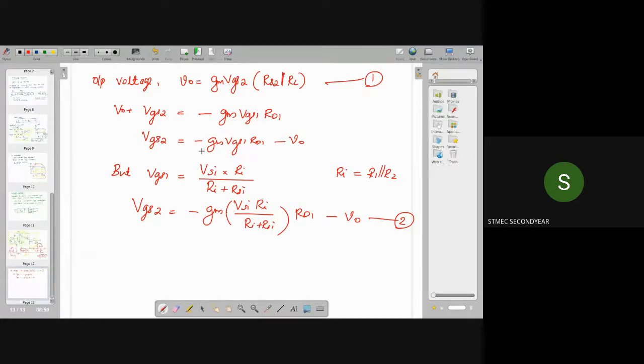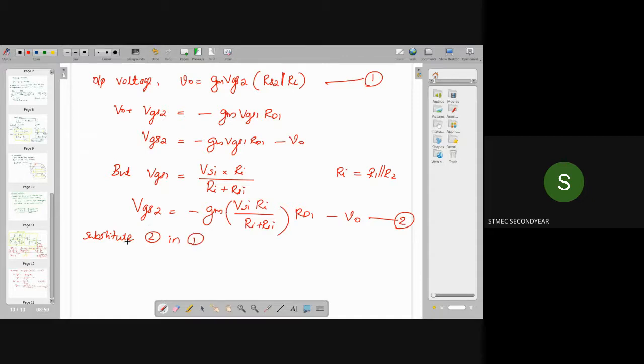Now you can substitute this VGS2 in equation number 1. Actually, our aim is to get the voltage gain V out by V in. So in order to represent all the VGS voltages in terms of V in and V out, we are doing all these things. So now substitute equation number 2 in equation number 1.